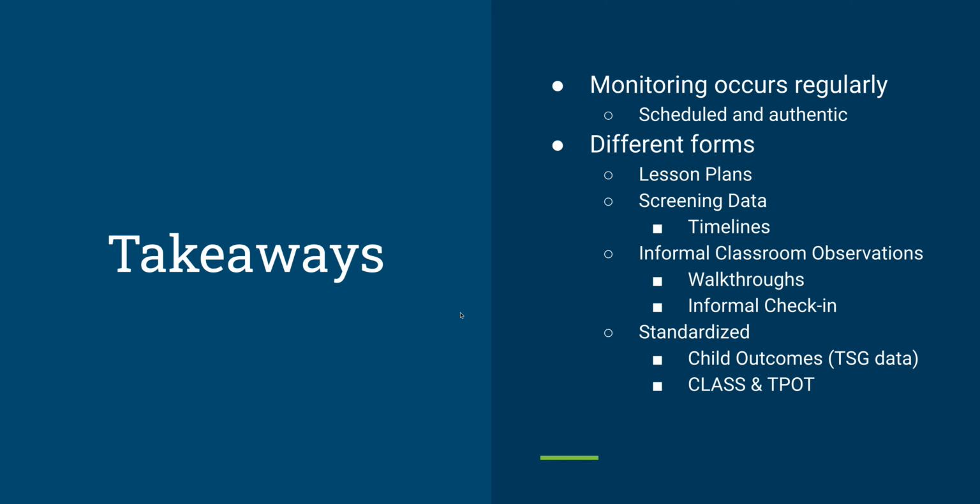So let's just take a look at the few takeaways that we have from our ongoing monitoring procedure. Remember that monitoring occurs regularly and that it can be scheduled or authentic, meaning it can be random. So we can schedule an observation and let the teaching team know, or people can just drop into a classroom. We have different forms of monitoring, including lesson plan monitoring, monitoring screening data, monitoring through informal classroom observations like walkthroughs and check-ins.